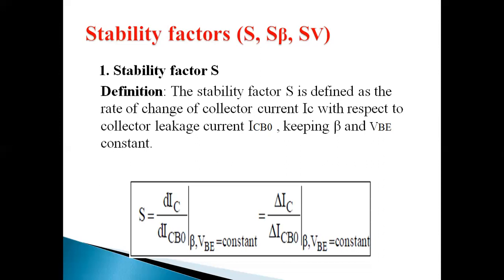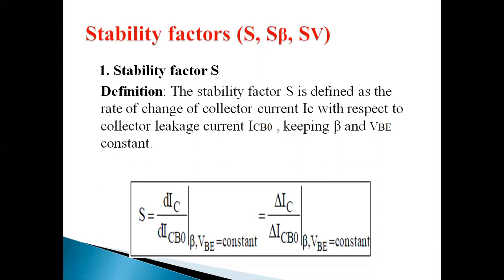What is the goal here? That is to keep the collector current constant, whatever the changes or variations that happen in the circuit or in the values of ICBO. Okay, and let us define what is stability factor.